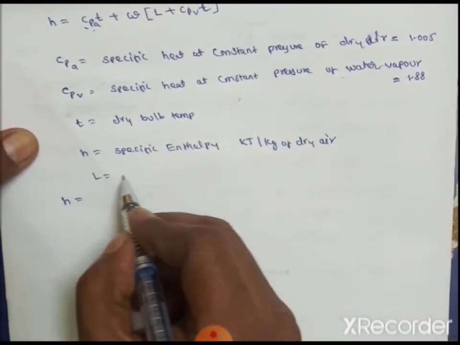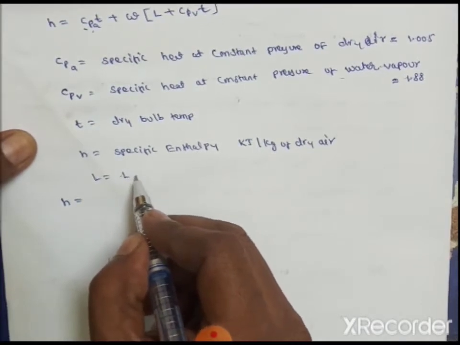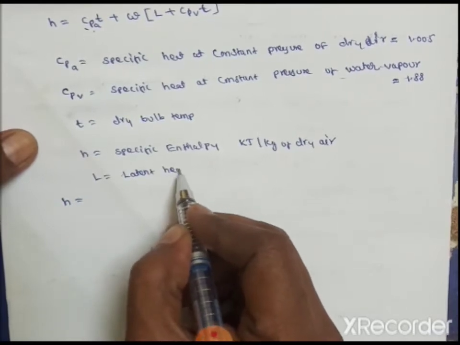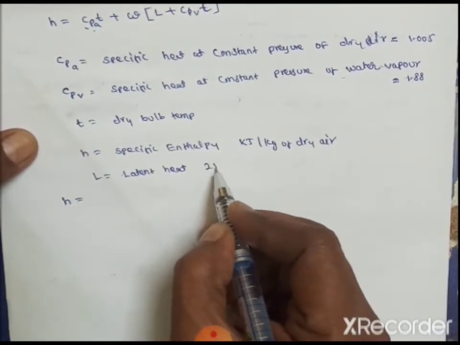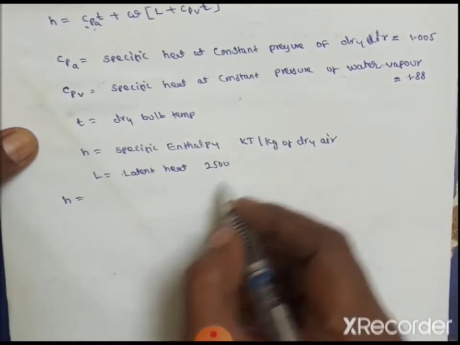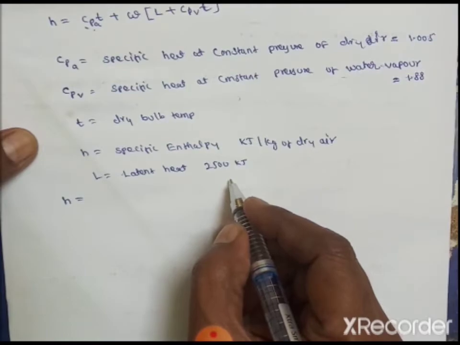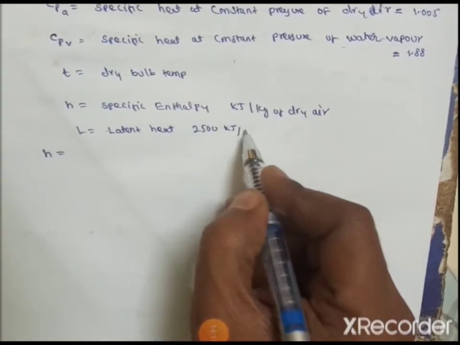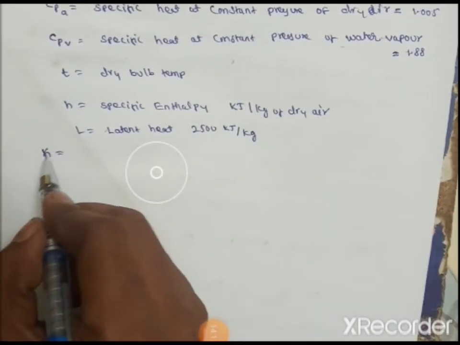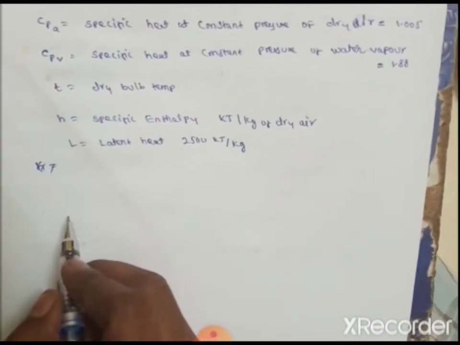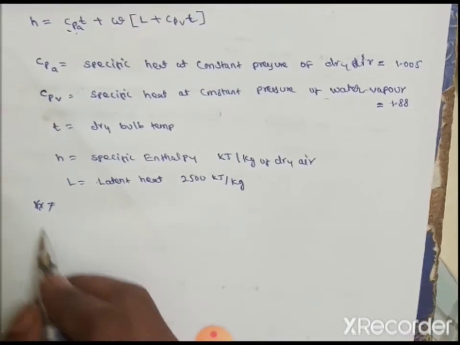Next, this is the latent heat, and this value is 2500 kilojoule per kg. So now substitute all these values in this equation.